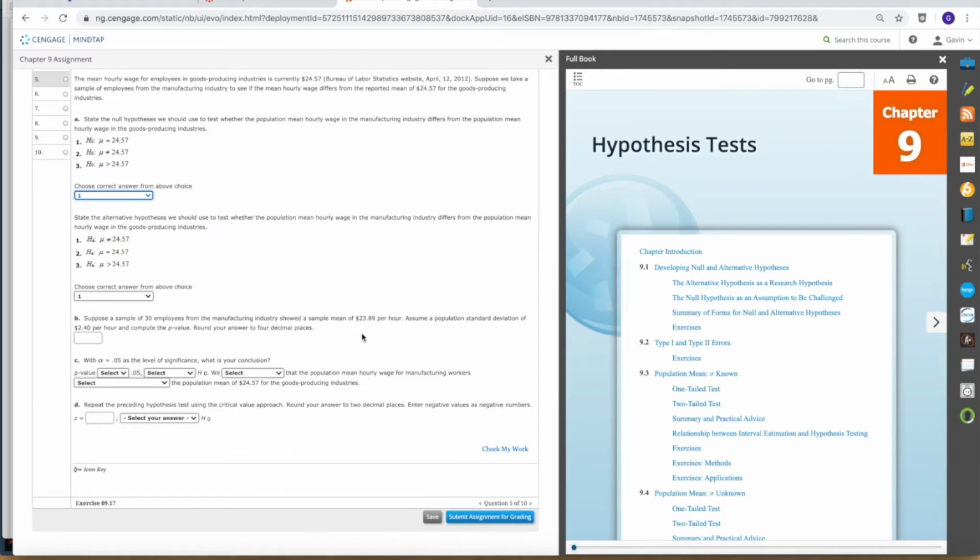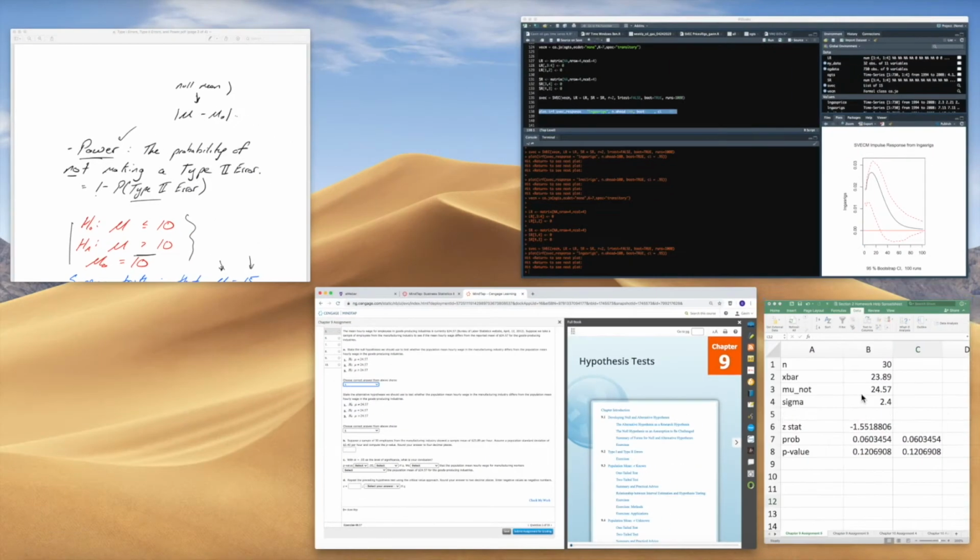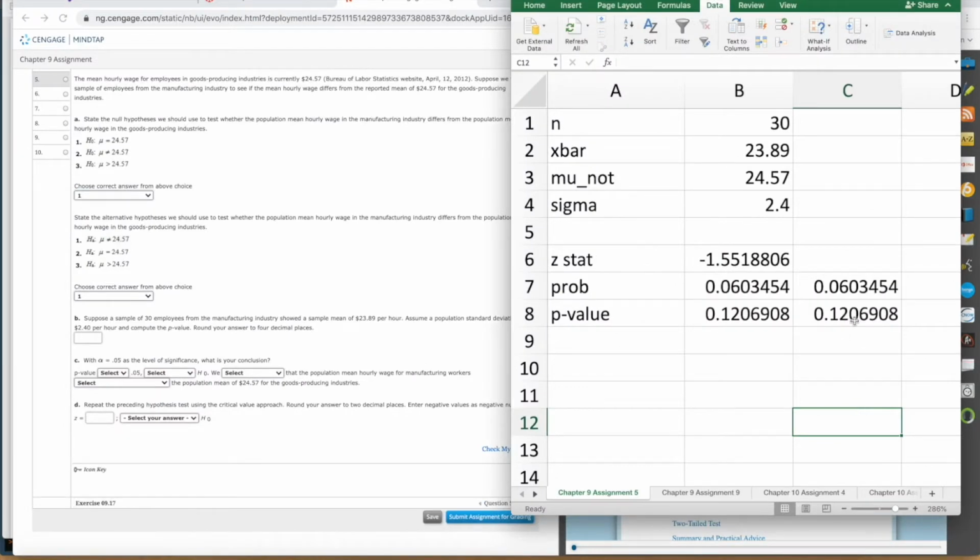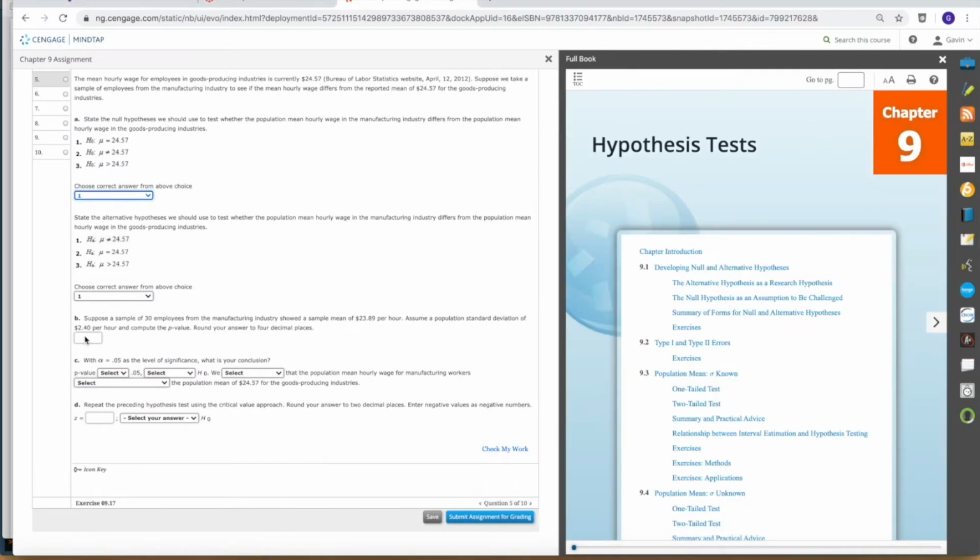So the p-value, round your answer to 4 decimal places, 0.1207, right? 0.1207, because we want to make sure our rounding is correct.